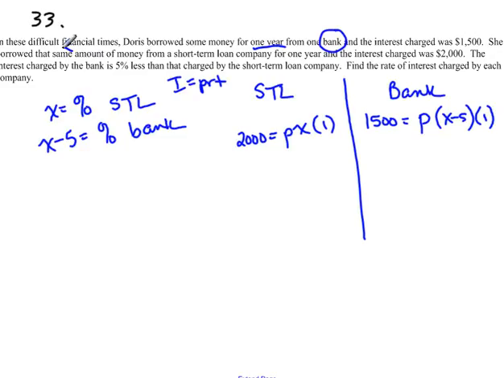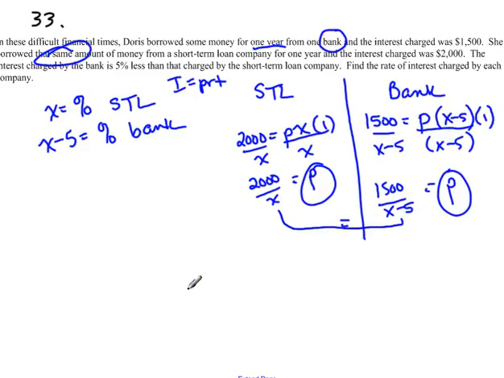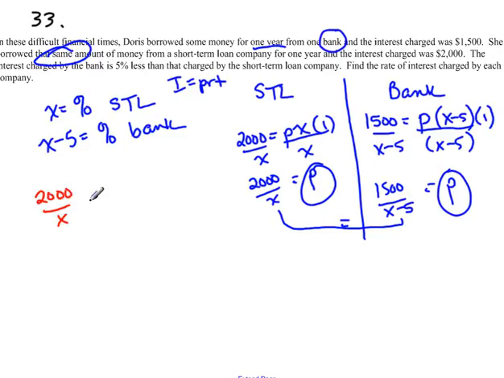Since the amount of money is the same, we solve for P. So we're going to divide by X here, and P equals 2,000 over X. Here we'll divide by X minus 5, and P equals 1,500 divided by X minus 5. Since P is the same, we can set these two values equal to each other. So that's our equation. I'm going to get 2,000 over X equals 1,500 over X minus 5. So now we want to solve that.